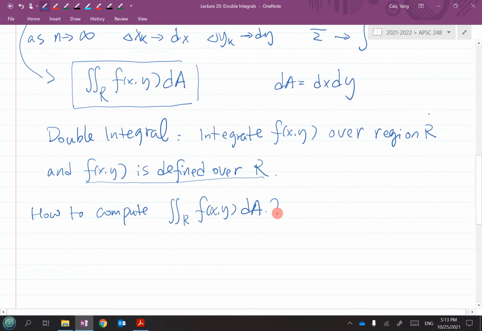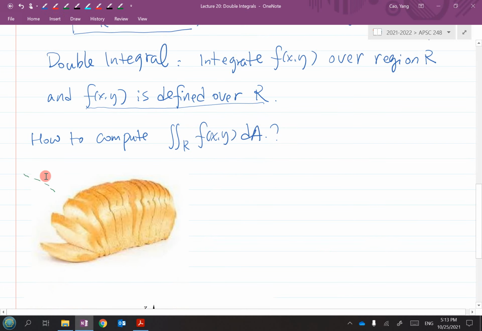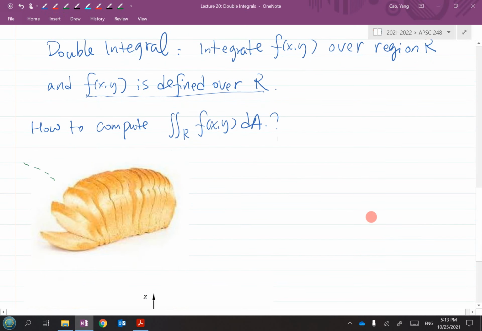We'll look at quite a few different approaches. But there's one single approach that I'll point out, which is to scan through the region R. It's a concept of how to scan through the region R. I usually use this as an example to illustrate how you would do it, using this loaf of bread as an example to start with. So you have a loaf of bread here, and it's cut into pieces.